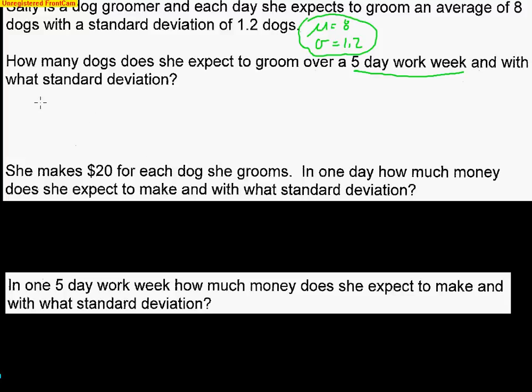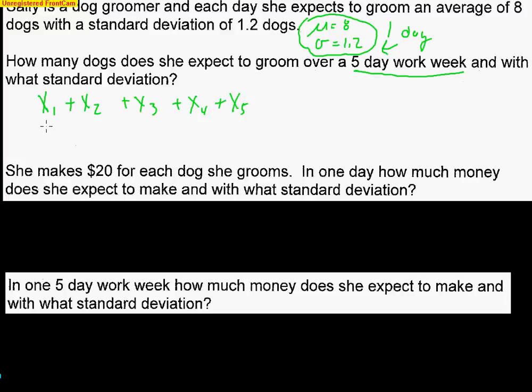Okay, so this is going to be a combining, because we know what happens for 1 day. 1 day is what we were given. Now we're talking about 5 days. So we're going to have to talk about the fact that, what do we expect for the first day? What do we expect for the second day? What do we expect for the third day? What do we expect for the fourth day? And what do we expect for the fifth day?